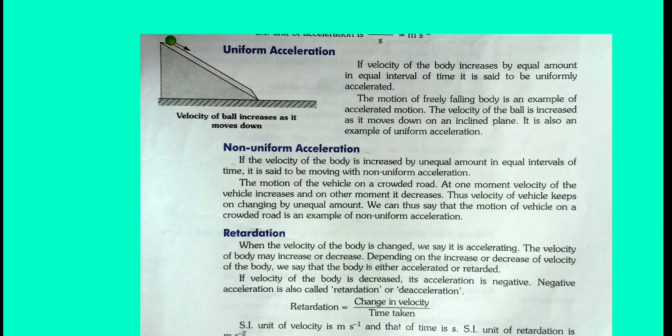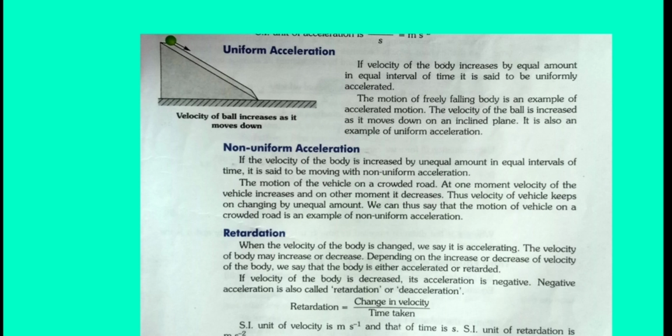So now, what is non-uniform acceleration? If the velocity of an object increases by unequal amounts in equal intervals of time, it is said to be moving with non-uniform acceleration. Suppose in the first hour the vehicle moves with a speed of 25 km per hour. In the second hour it moves with a speed of 30 km per hour. And in the third hour it reduces the speed by 15 km per hour. Then we call the object to be having non-uniform acceleration.